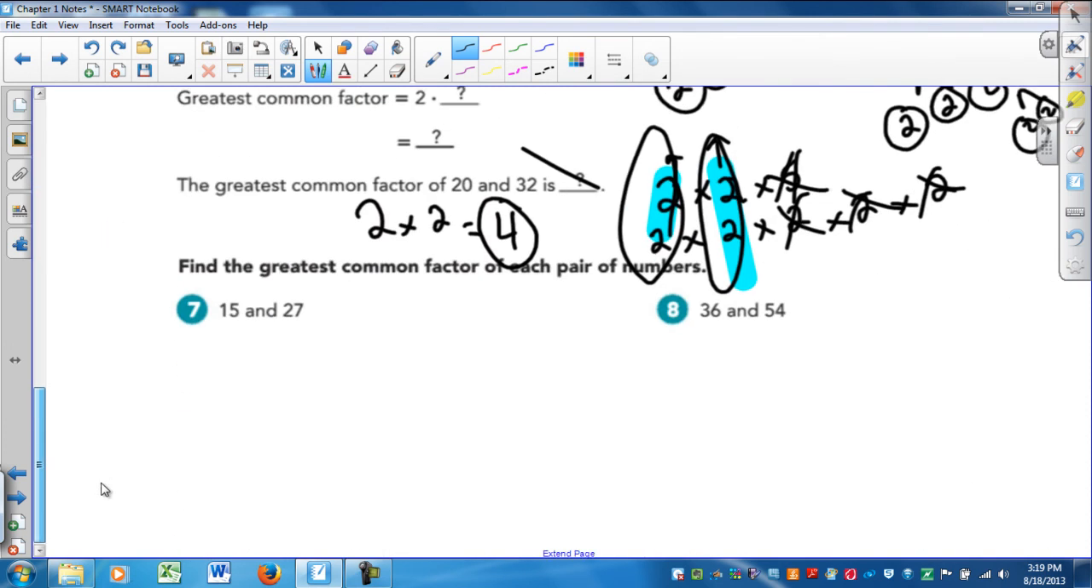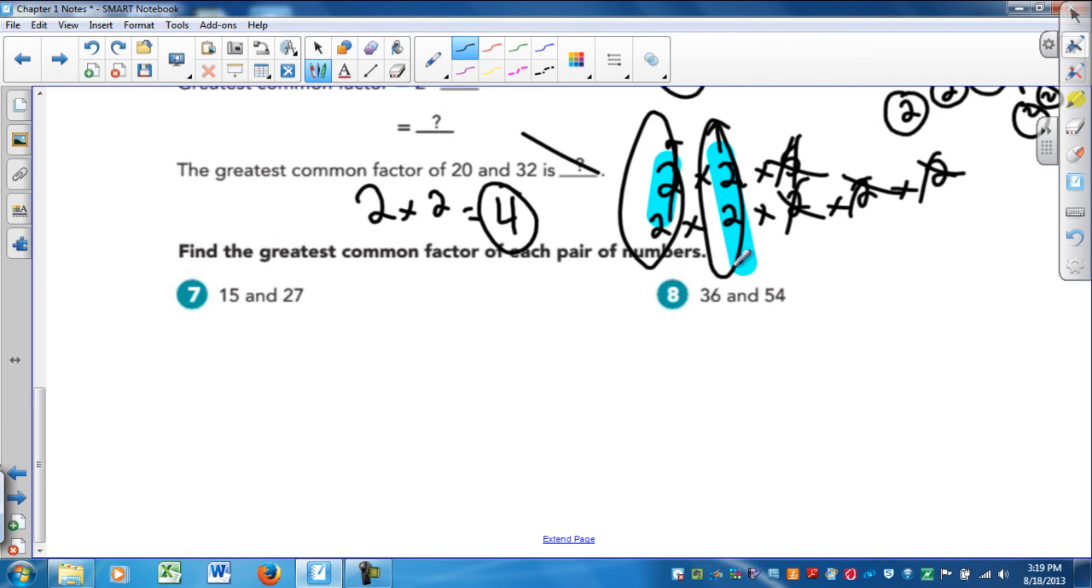Okay? Let's do these last two. Actually, I want you to pause and do number 7 and 8, and then I'll do them. Use the GCF method. Okay, here we go. 15 and 27, I'm going to use the prime factorization method is what I meant there. Sorry about that.